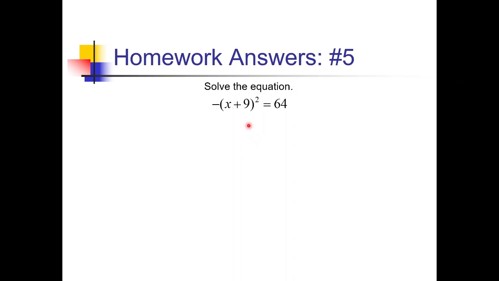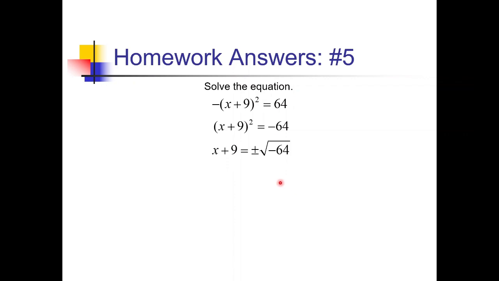On this problem, I'm trying to solve this equation. Square rooting is probably a good way to go on this one. So one thing I can do to get the square root by itself is divide both sides by negative 1. So I've got positive x plus 9 squared equals negative 64. And then I can square root both sides to get rid of that square. So that's going to be x plus 9 equaling plus or minus square root of negative 64.